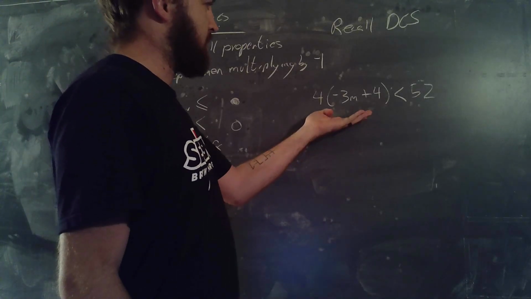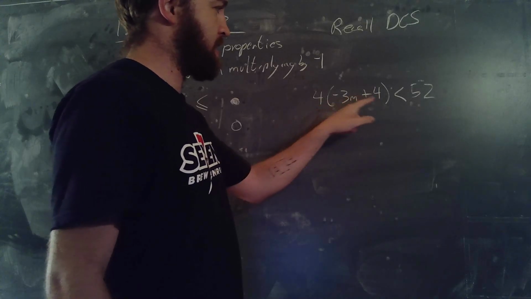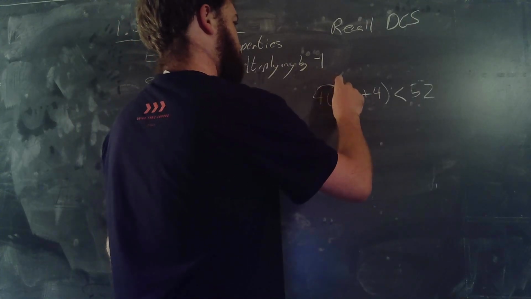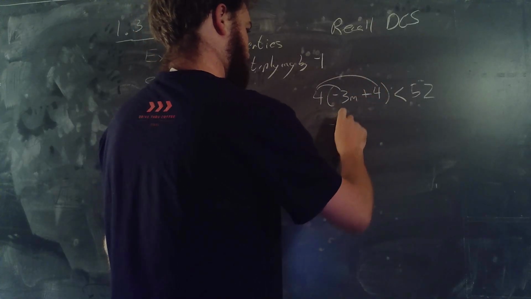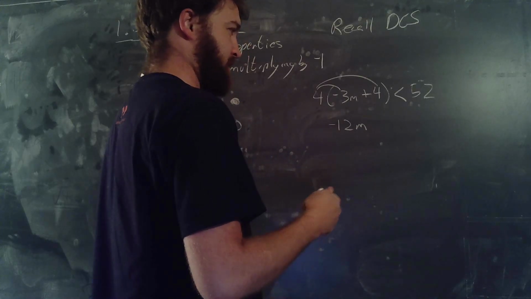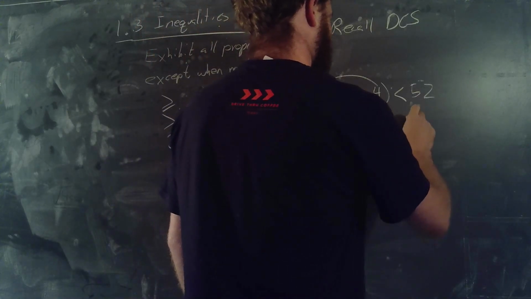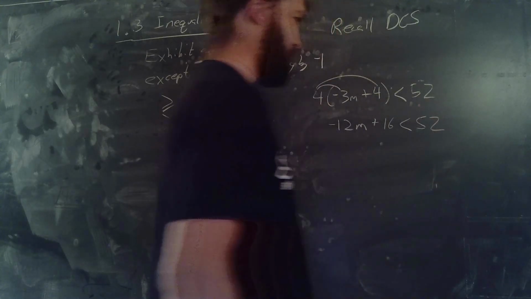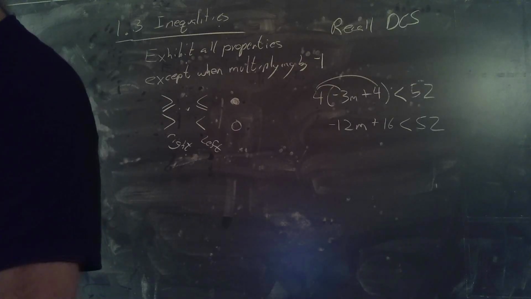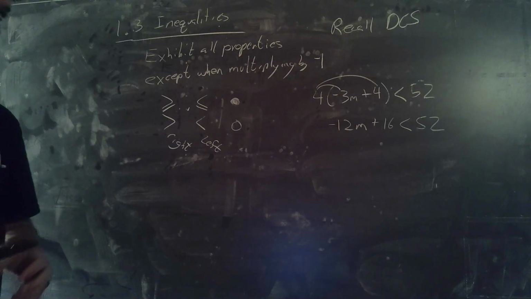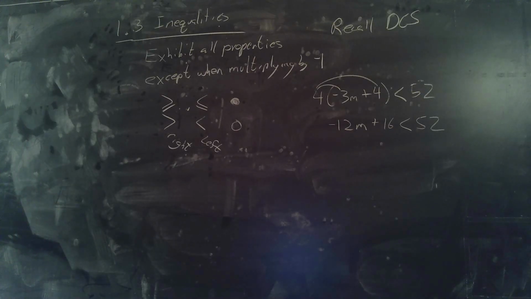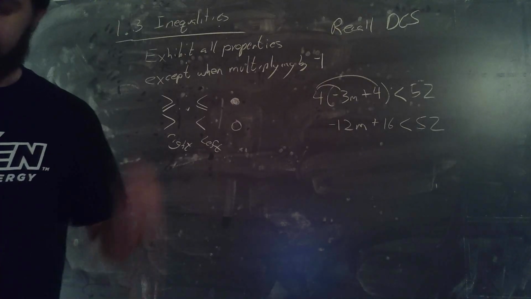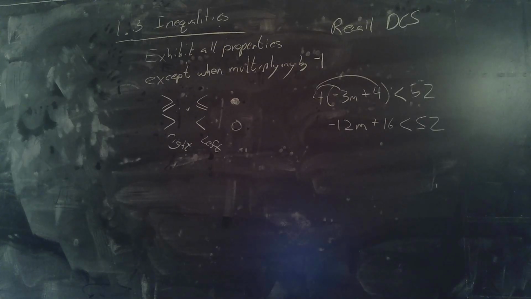D for distribute. On the left-hand side, I have a 4 distributed into this parenthesis here. So that means the 4 must multiply everything inside that parenthesis. 4 times negative 3 is negative 12, and then 4 times 4 is 16, is strictly less than 52. C is for combine. That means that if I have multiple m terms on either the left or the right, I can combine them together. Or if I have multiple numbers, multiple constants on the left hand or the right hand side, I can combine those together as well. Now I don't have that in this particular case, so that means I'm ready for S, which is solve.